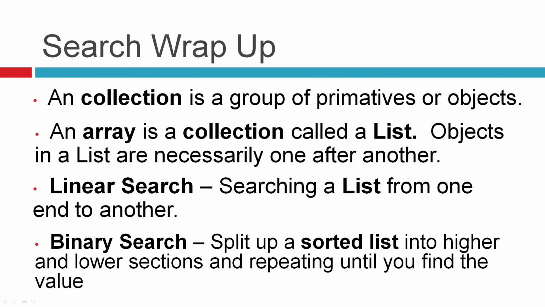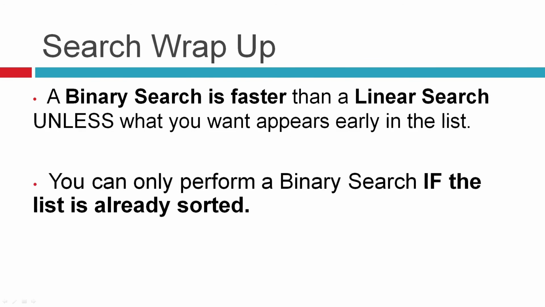A binary search is when you split up a sorted list into higher and lower sections. You search the middle and you repeat using either the higher or the lower section until you find the value, or it's not logically possible and it's not in the list. A binary search is faster than a linear search unless what you want appears earlier on in the list. And finally, you can only perform a binary search if the list is already sorted. You can perform a linear search if it's not sorted, but you cannot perform a binary search if the list is unsorted.